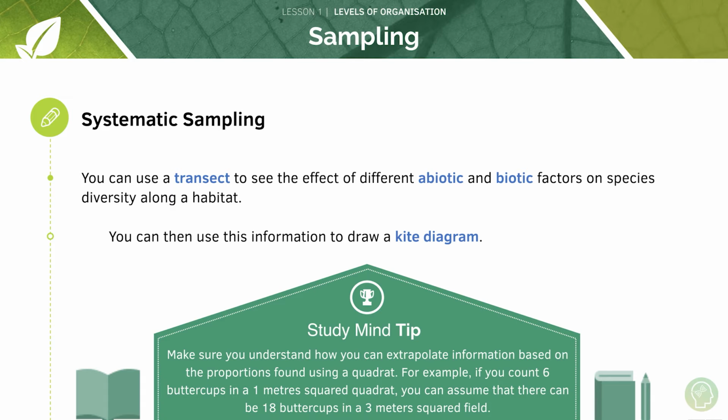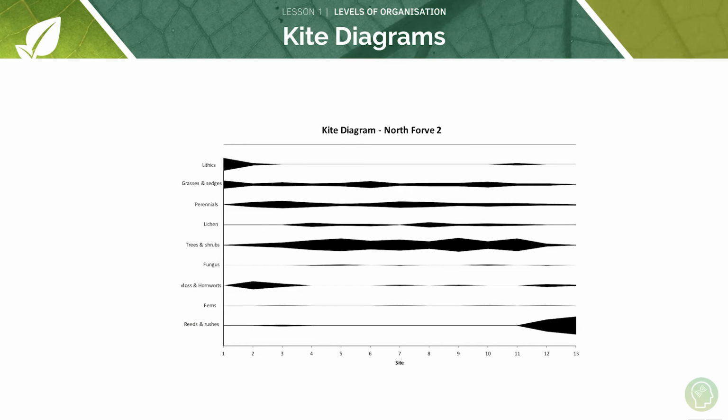Also, just a little point here, make sure you can understand how to extrapolate information based on the proportions found using a quadrat. So for example, if you have a 1 meter squared quadrat and you count 6 buttercups, then if you were to have a 3 meter squared field, you would assume that there might be 18 buttercups, so 6 multiplied by 3 equals 18. So that's what we mean by extrapolating information, applying what we learned from the quadrat to reality and using it as an estimate.